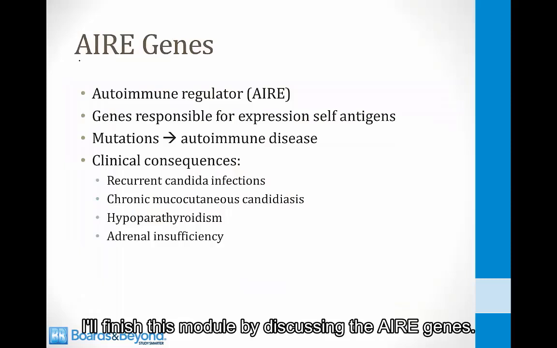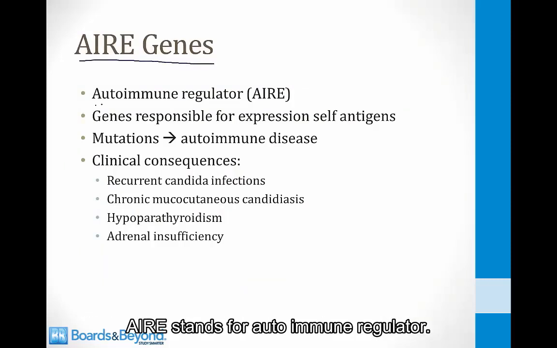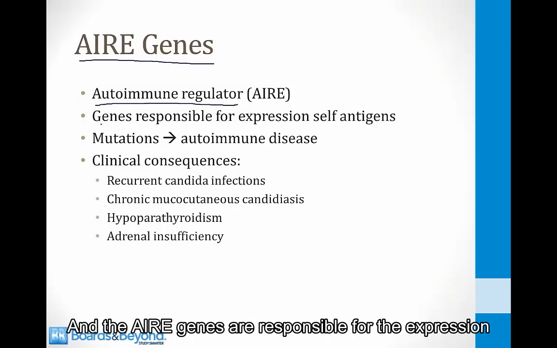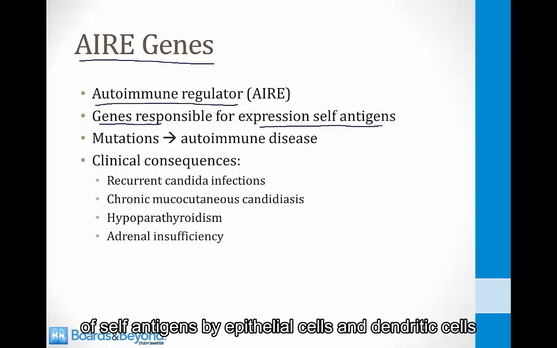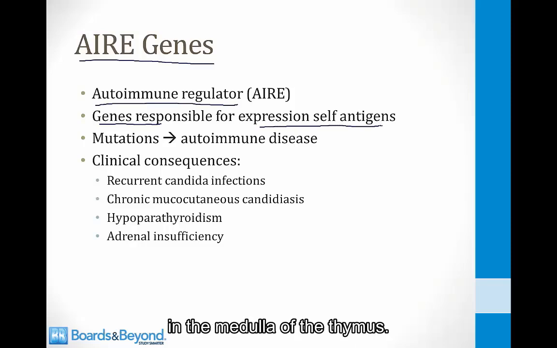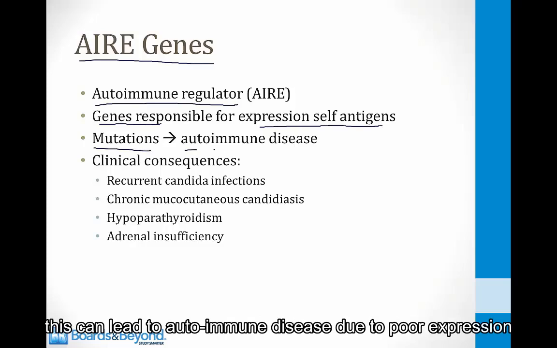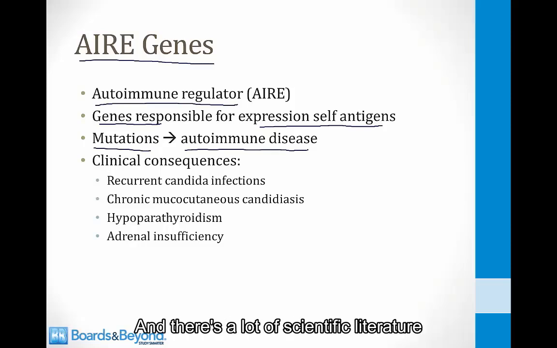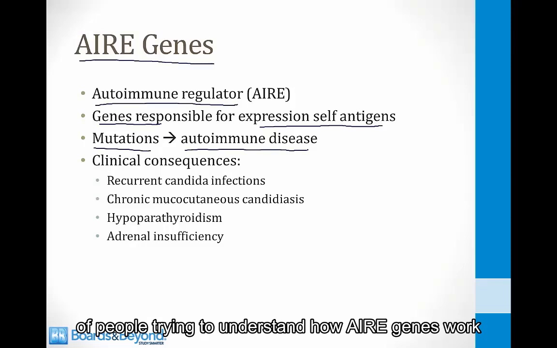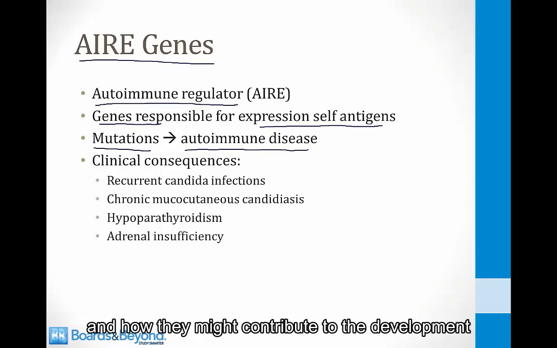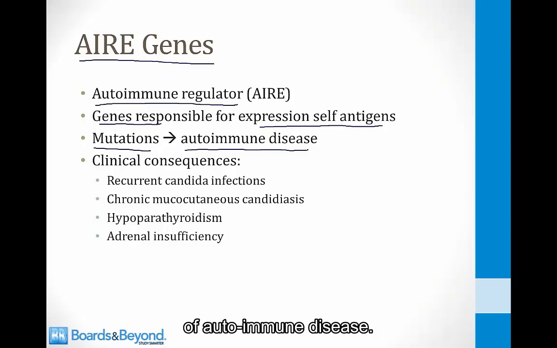I'll finish this module by discussing the AIRE genes. AIRE stands for autoimmune regulator, and the AIRE genes are responsible for the expression of self-antigens by epithelial cells and dendritic cells in the medulla of the thymus. So if you have a mutation in an AIRE gene, this can lead to autoimmune disease due to poor expression of self-antigens, and there's a lot of scientific literature of people trying to understand how AIRE genes work and how they might contribute to the development of autoimmune disease.